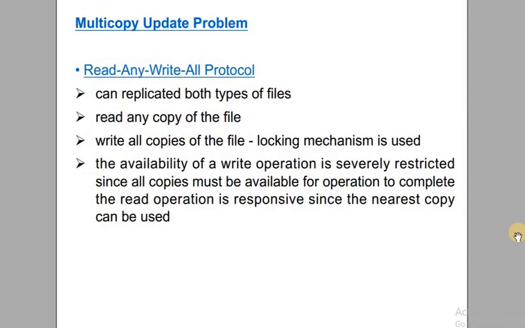Then we go to the read any and write all protocol. What does it say? It can be used for both mutable and immutable files. Read any copy of the file, so you can access any one of them. That's totally fine, because you are going to write a particular change in all the files, since it is a write all protocol, right? It signifies that you have to write all the replicated files. So you can read any of them at a later time, and you will get the same content.